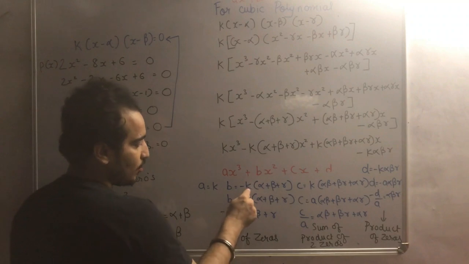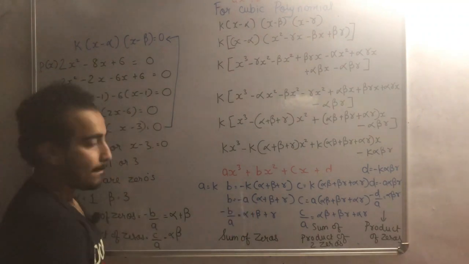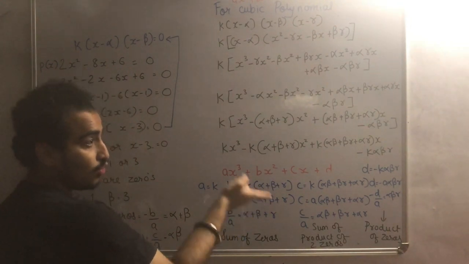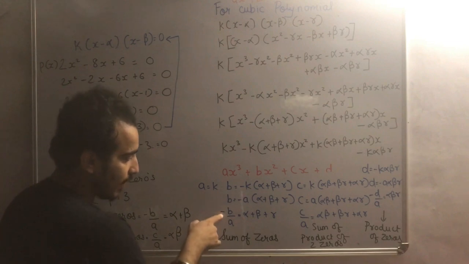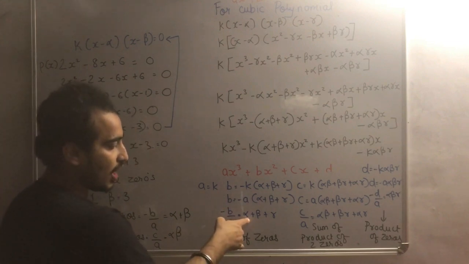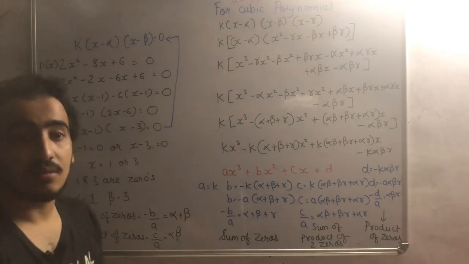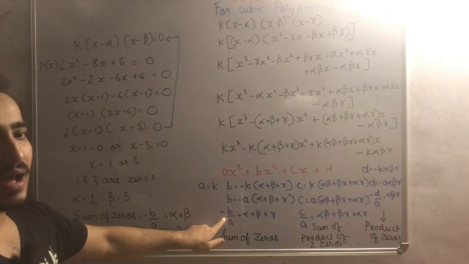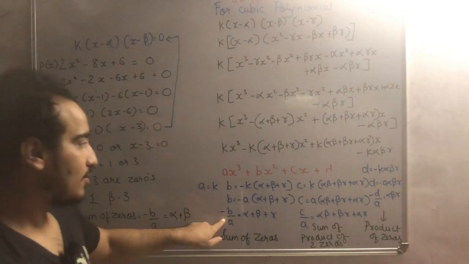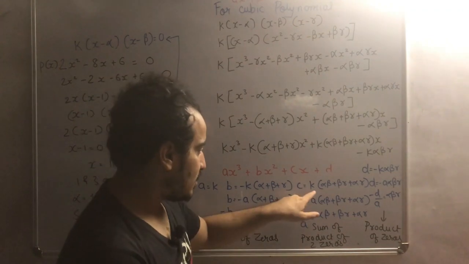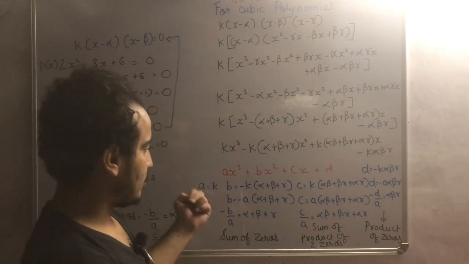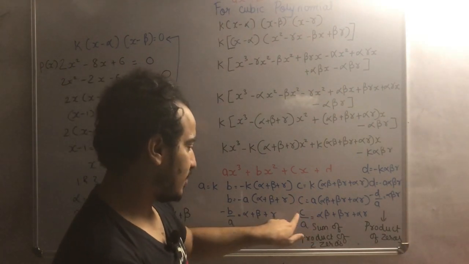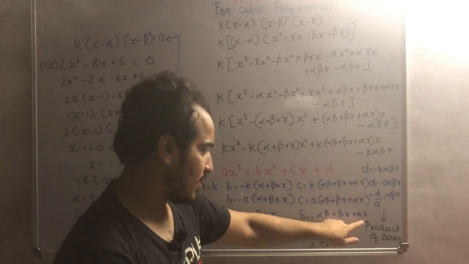Okay, so instead of k we will put a. Now minus a is here in multiplication. Okay, so if it goes to the other side, it will become division. So minus b by a equals alpha plus beta plus gamma, means sum of zeros. Here the formula of sum of zeros is minus b by a. Okay, so now let's move on to c. Now instead of k we can write a. Okay, so a is in multiplication, it will go and come in division. So c by a equals alpha beta plus beta gamma plus alpha gamma.